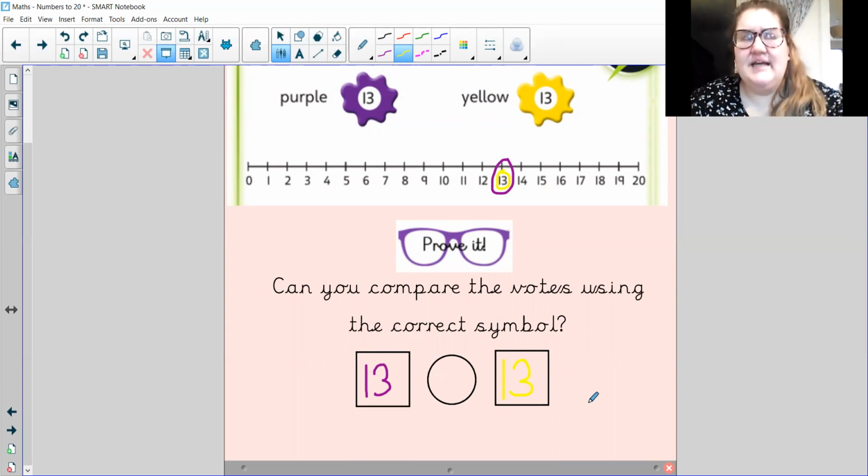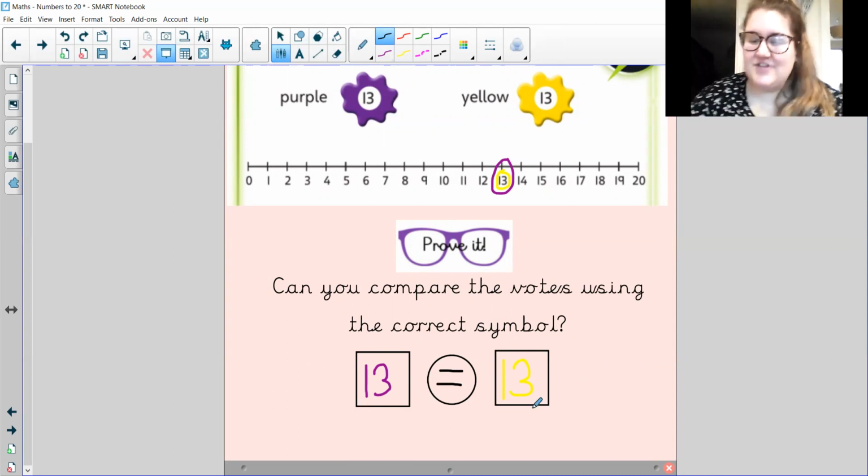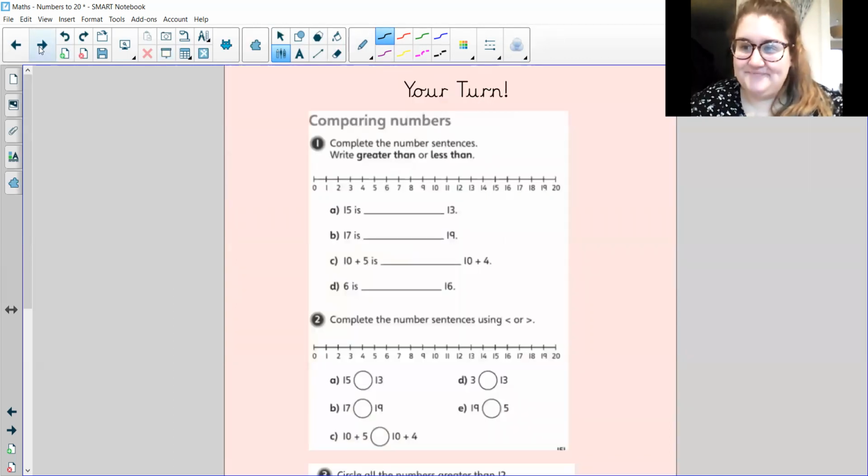Is 13 less than 13? Well, I don't think so. That doesn't make much sense to me. Is 13 greater than 13? Well, no, because they're the same. Is 13 equal to 13? Yes, because both sides of the equal sign represent the same value. So that tried to trick us, but we didn't get tricked, did we? Because we are too clever.